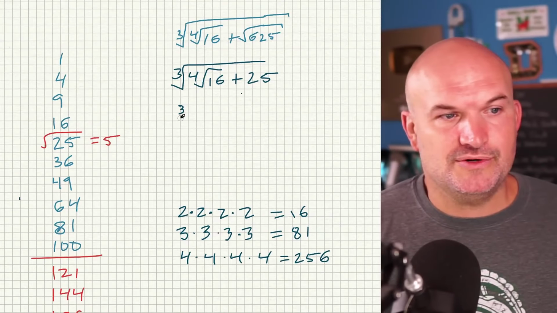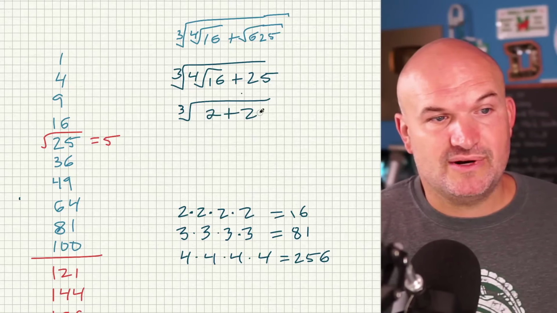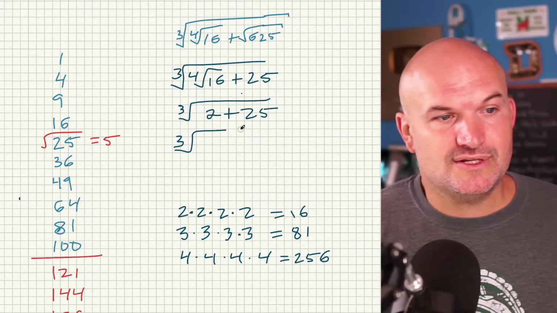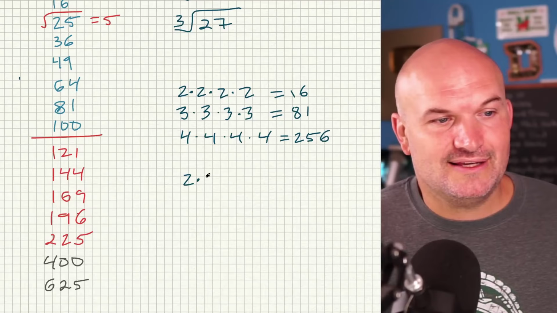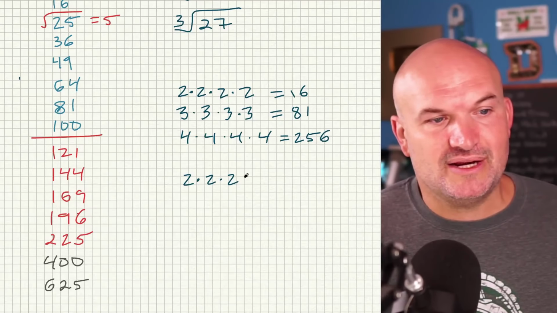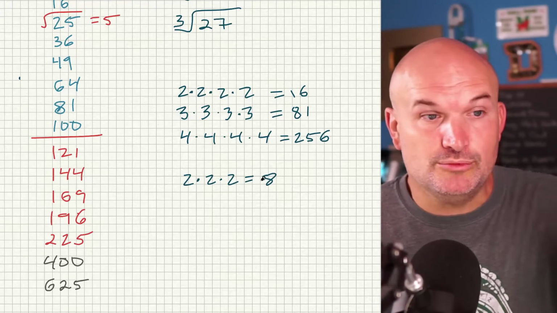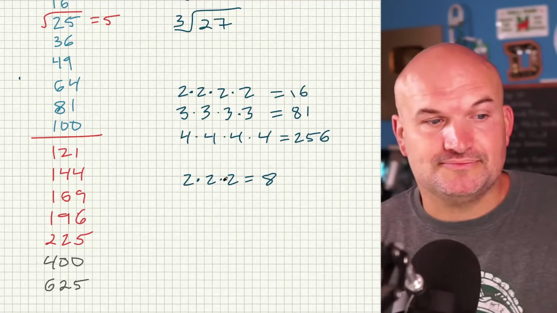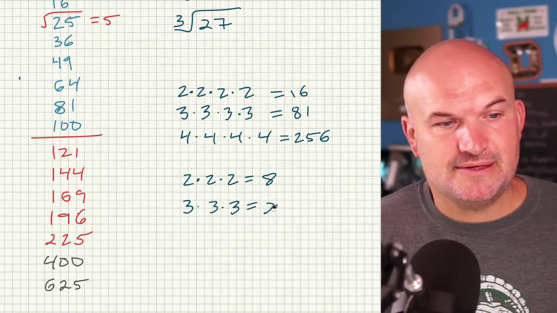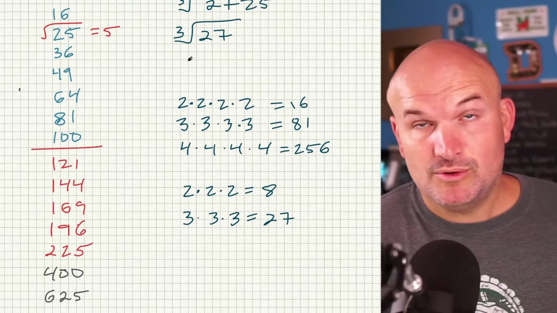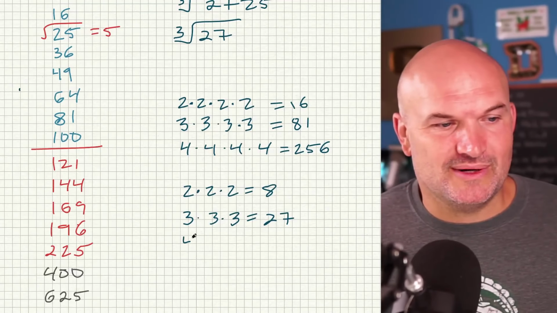So now I have the cube root of 2 plus 25. And then I get to the cube root of 27. Even for cube roots, guys, if we start getting into bigger numbers, that's going to get really huge. 2 times 2 times 2 is 8, so the cube root of 8 is 2. If I do 3 times 3 times 3, that's 27, which is what we're looking for. The cube root of 27 is our answer, but let's go through this real quick to finish off the video.